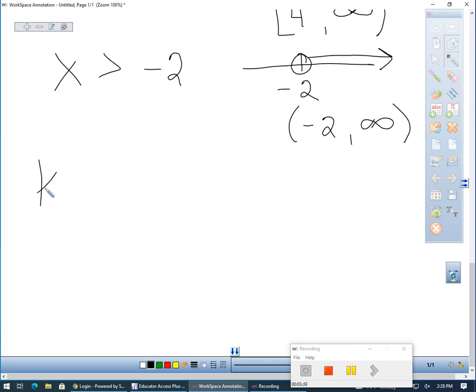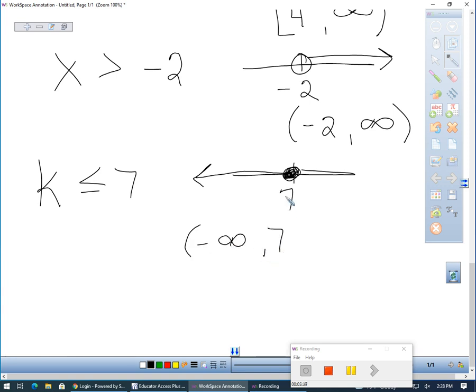Okay, what about this one? What if I said k is less than or equal to 7? Good. It's a closed one. And so at 7, we have a closed dot. Which way does this one go, though? Yeah, this one is less than, so it points to the left. Less than points to the left. And so if I'm doing my interval notation this time, if I read it like a book, I come to the arrow first, which means I'm starting at negative infinity. Go to 7, and because it's a closed dot, it's a bracket.